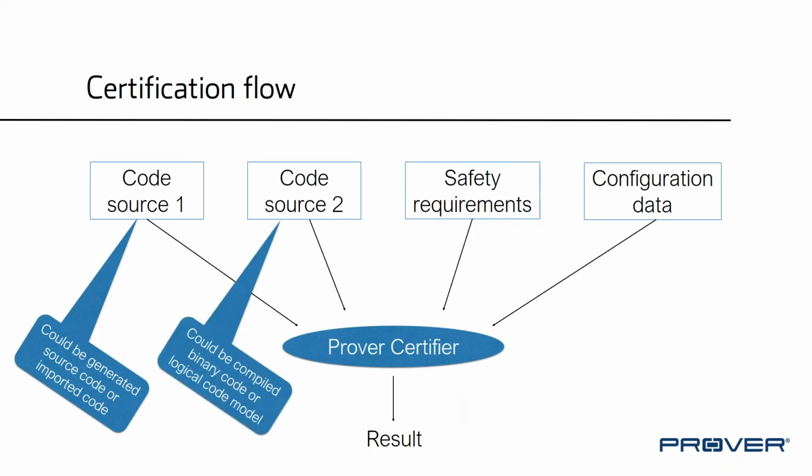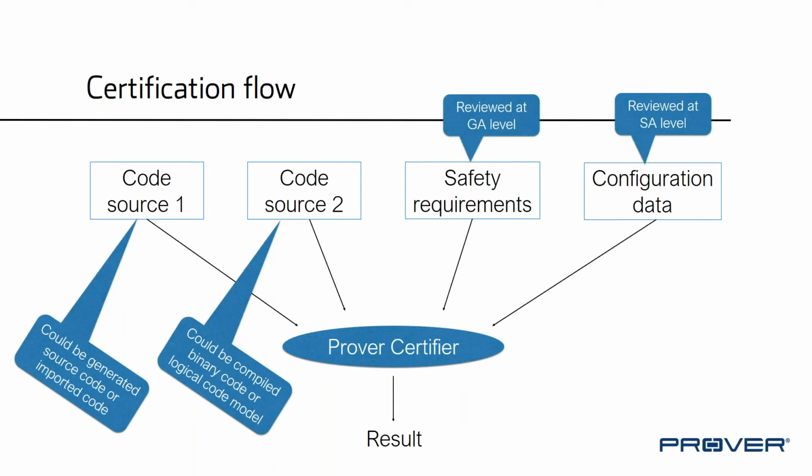The other source for the code could be perhaps compiled binary code that's supposed to be run by the interlocking platform, or just a logical code model, as it will be today. You might remember I dumped the code model to have as input to the certification flow. Then we have the safety requirements, the file that I stressed is reviewed at the generic application level. And finally, there's the configuration data, which has to be reviewed or otherwise proved to be correct on the specific application level.